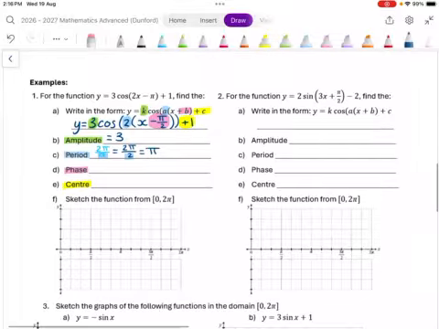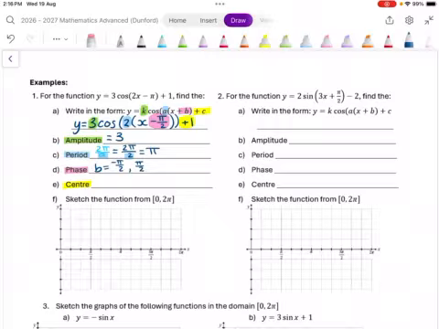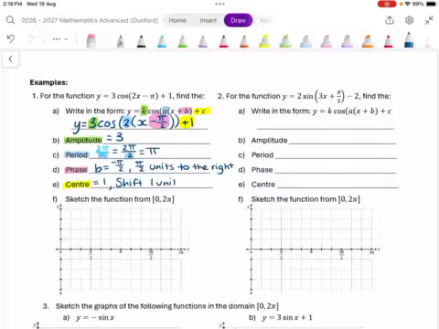Our phase is that B is equal to minus pi on 2. So we don't just write that it equals minus pi on 2. We want to say that we're moving our graph pi on 2 units. Now, if it's negative, it means to the right. And then our centre is just 1. So we are going to shift 1 unit up.